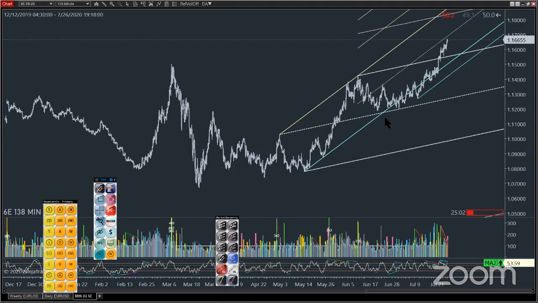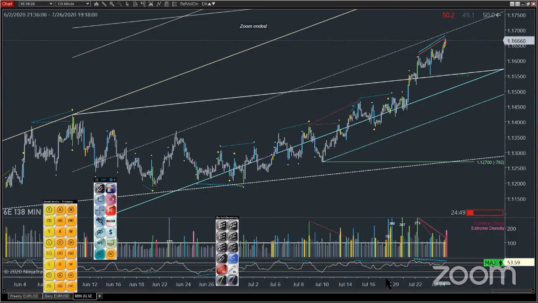And this is almost exactly like what we had in, was it crude, that we broke through the channel and then we hit the median line? And look at that. Man, just right on.